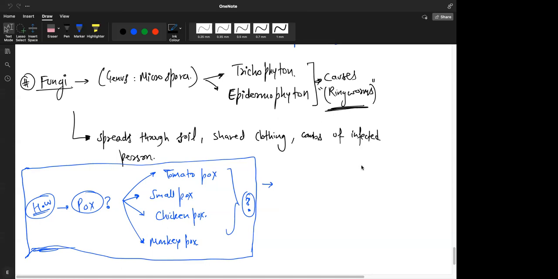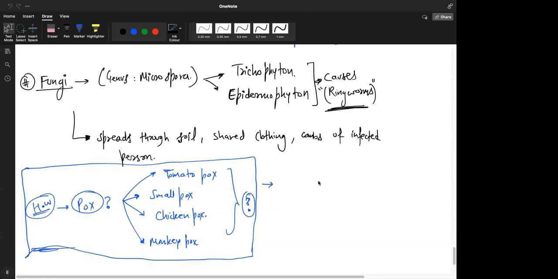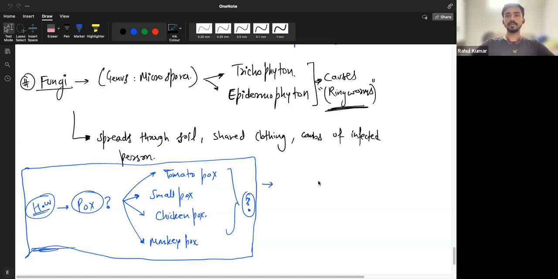Then you gave the homework. We also did how we can prevent all these diseases and infections, and we discussed what we can do if the mode is through a vector. And I in general asked you to go back and look at poxes, right? Tomato pox, chickenpox, monkeypox, smallpox.